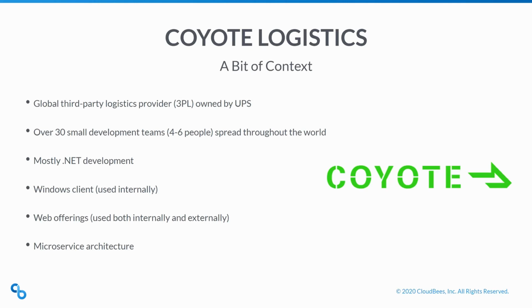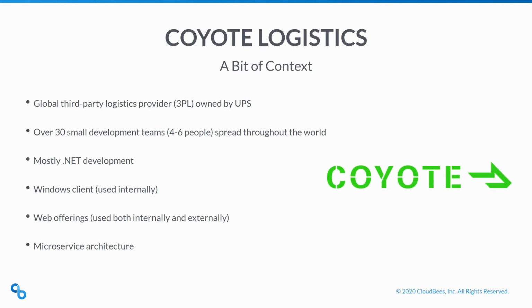We have over 30 small development teams of around 4 to 6 people each spread throughout the world. Most of our development is done in .NET. Of course, we do have some Python and other things, quite a bit of JavaScript for our web UI, but most development is done in .NET code.